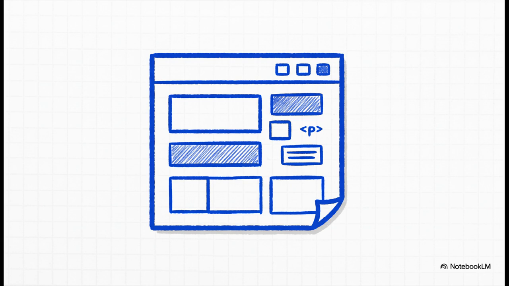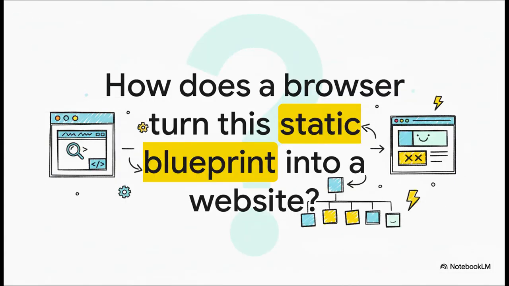But just like a paper blueprint, it's totally static. It's a plan. It can't react. It can't change. It literally can't do anything all by itself. So that's the million-dollar question, isn't it? If the HTML is just this lifeless blueprint, what's the construction process? How in the world does the browser take that simple text file and turn it into the living, breathing website that we can actually click on and interact with?